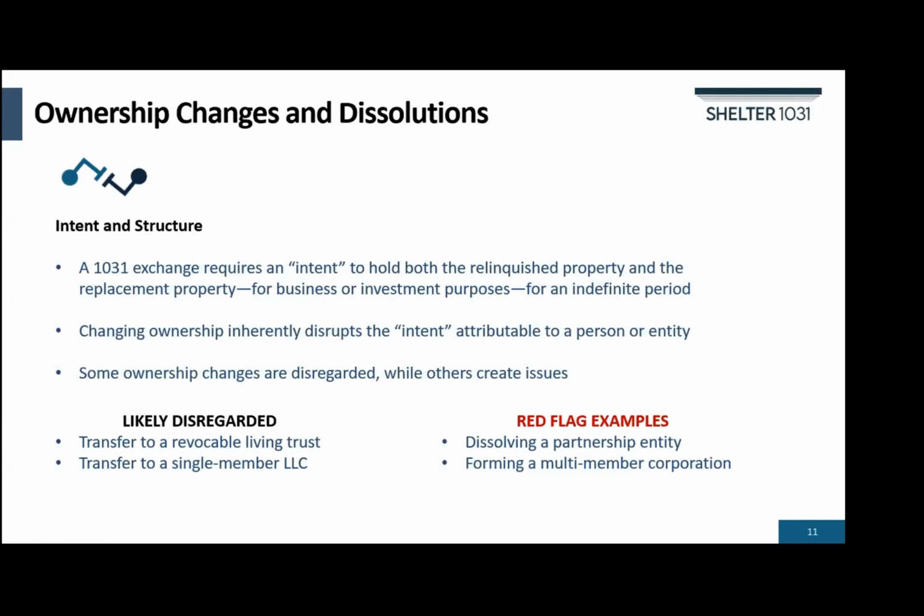Like many 1031 situations, ownership changes often come down to a matter of intent. It's not enough to seem like you own a business or investment property. You must actually intend to own the property indefinitely for business or investment purposes. The problem with ownership changes and dissolutions is that they often provide evidence that an owner did not intend to own the property indefinitely. Again, without that intent, property will be treated as inventory, which does not qualify for a 1031 exchange.